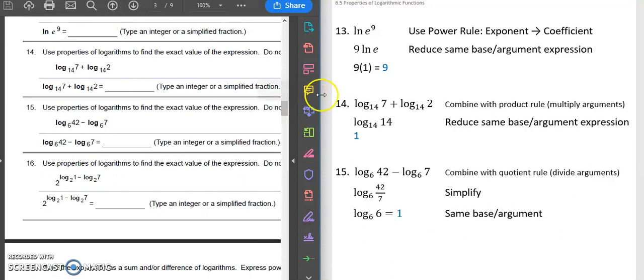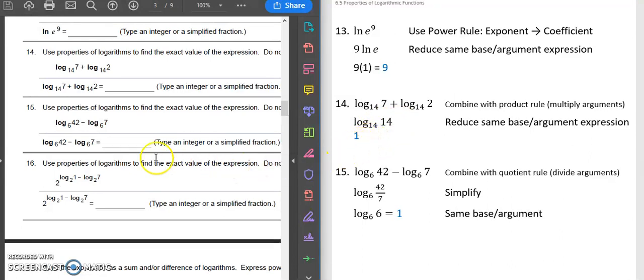Number 14, you have log base 14 of 7 plus log base 14 of 2. This time we are trying to find the exact value of the expression using the properties of logarithms. So in this case, we want to take the expanded expression and we want to condense it this time using the logarithm rules. So here we have addition of logarithms of the same base. So we can use the product rule to combine them. So we'll do 7 times 2. We'll multiply these arguments. So we'll have log base 14 of 14. Now we have the same base argument situation once again. That reduces to being simply 1.